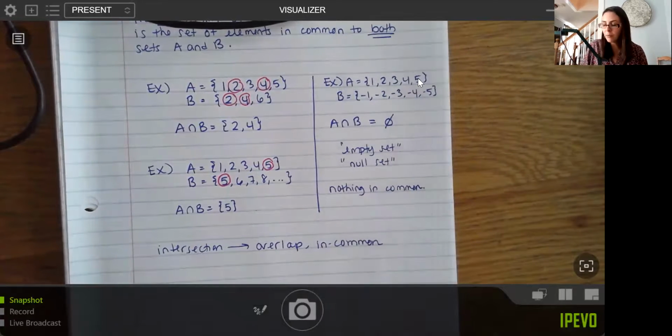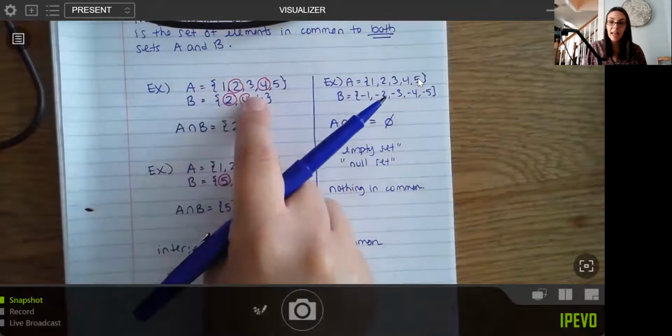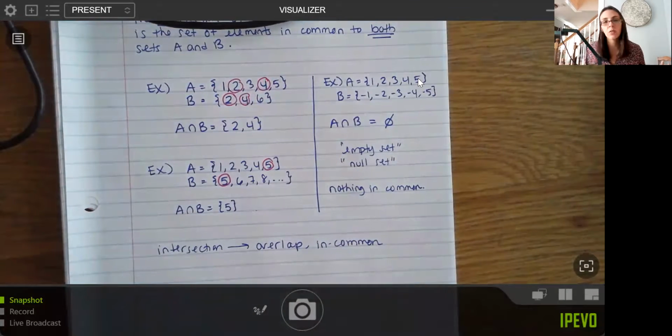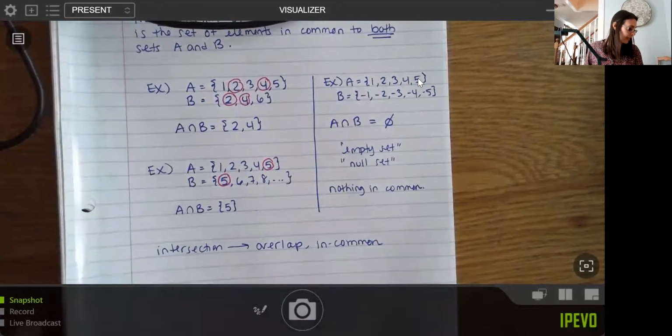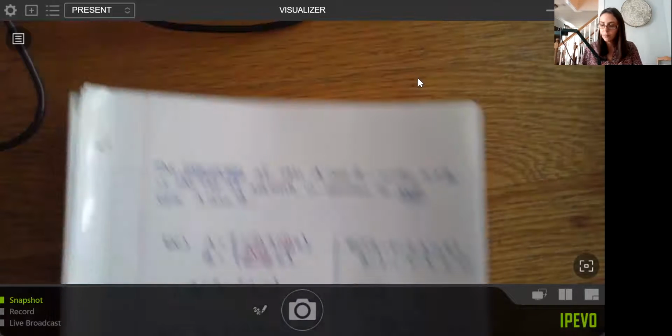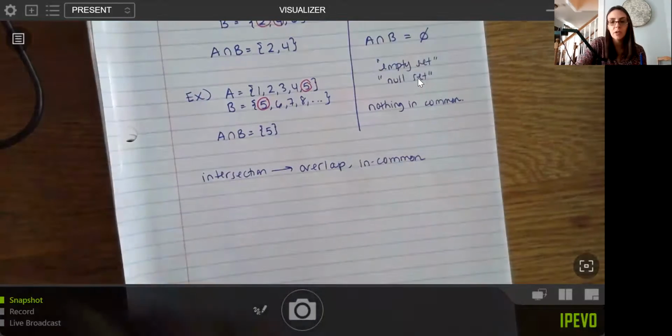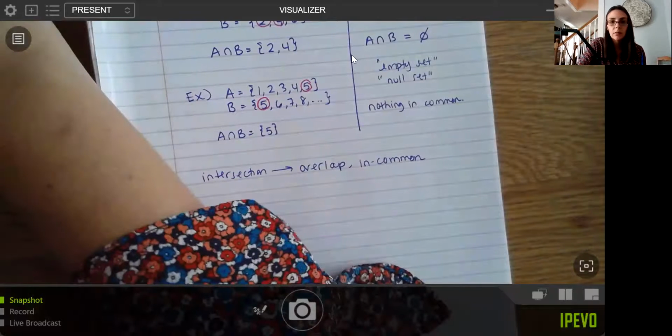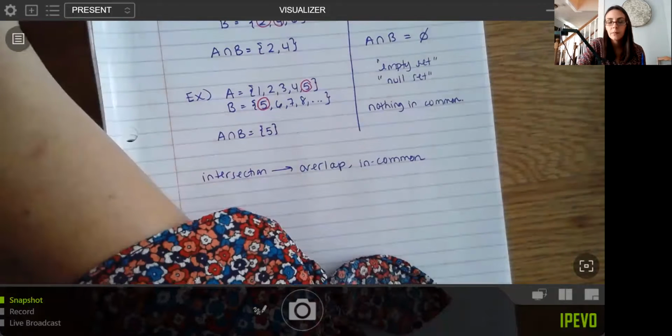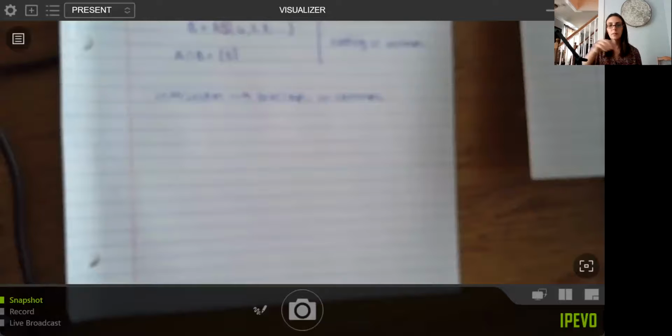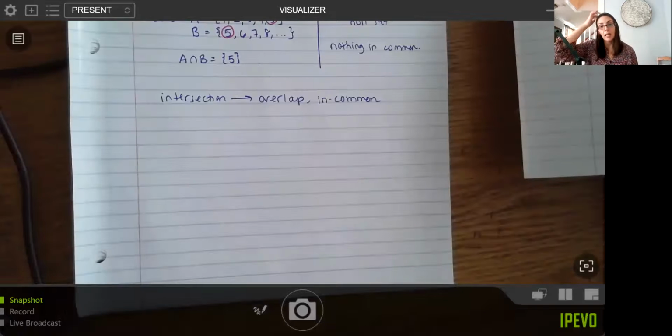Now, if for some reason you had the same set written twice and everything was in common, that's okay too. You would just write that as your answer. So for intersection, we're just looking for anything in common. Now, the other definition I want to give is for union. A union is actually the opposite. Instead of looking at the overlap, you're going to combine the two sets totally together.